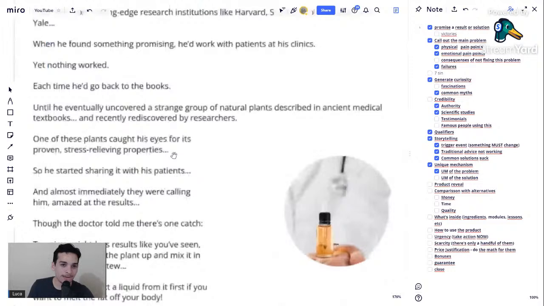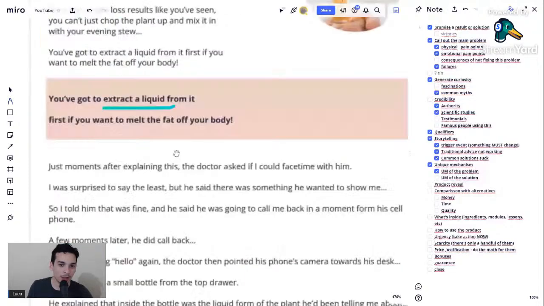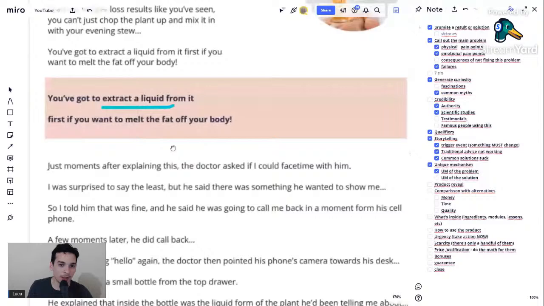I was expecting him to say I needed antidepressants to fight back, but understanding it was much easier. He spent years researching precisely how to flip the switch. In fact, he says he's the only person to have ever done this research. I want to find out one of these plants. So this is the unique mechanism of the solution, right? Here it starts with, we found one of these plants that has amazing results. He has the extract from it, and you can use it to lose weight, basically.